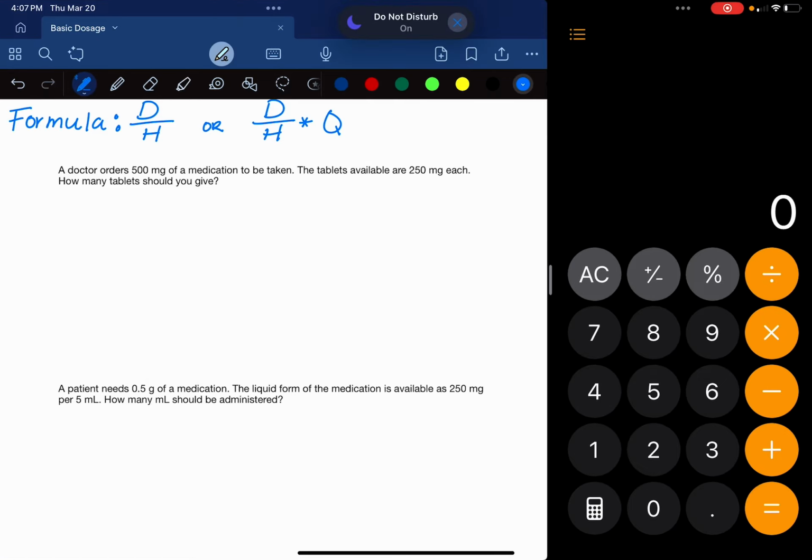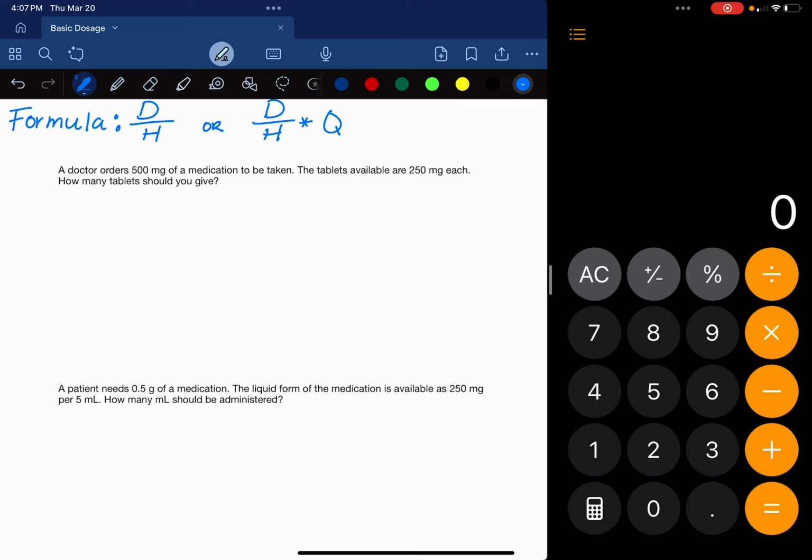Hey y'all, so today we're going to be doing some basic dosage calculation questions where you either have to find out how many tablets or how much liquid or milliliters you need to give a patient. So I use the formula method. I don't really understand dimensional or proportional. It gets a bit confusing for me.